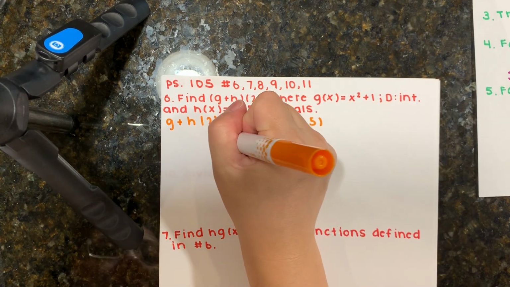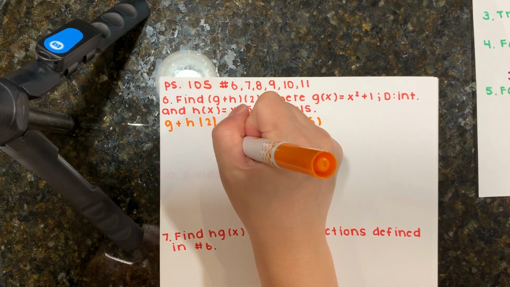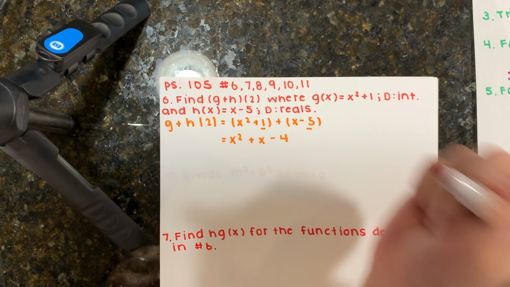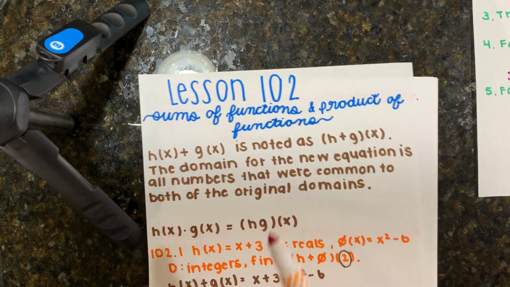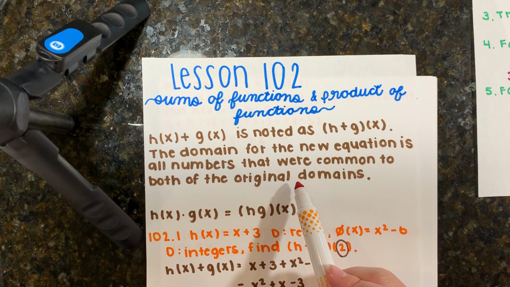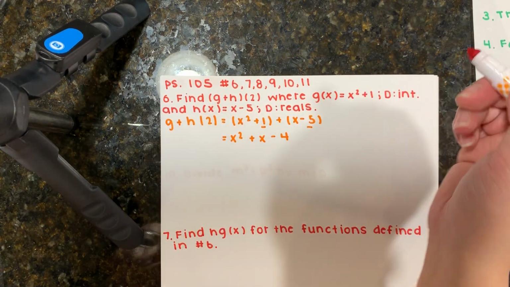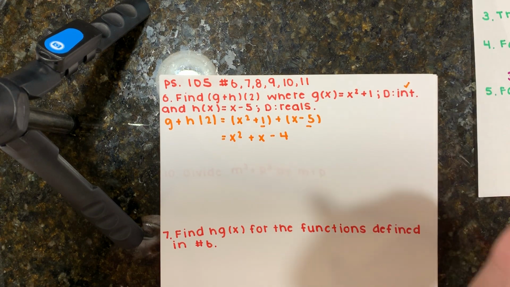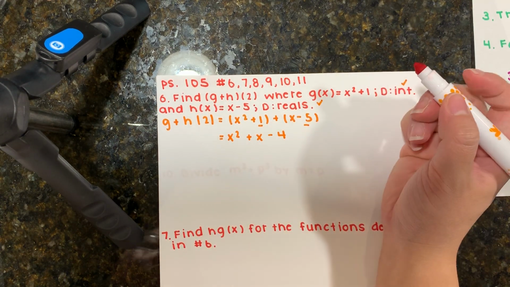So when I add that together, the only things I can combine would be the 1 and the negative 5, but that would give me x squared plus x minus 4. Before I actually plug in the number though, it says that the domain for the new equation is all the numbers that were common in both original domains. So that was from my notes from 102. So I need to make sure, does 2 fit within the domain of the g equation? And it's an integer, so it does fit. Then I need to check if 2 is in the second domain, which is reals, and it does fit there.